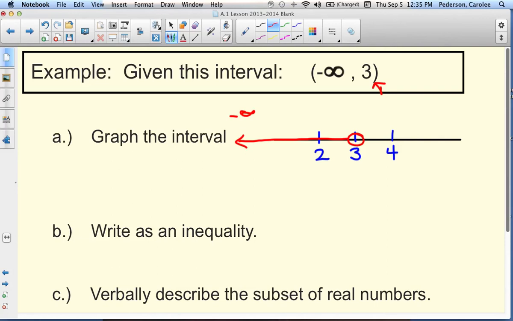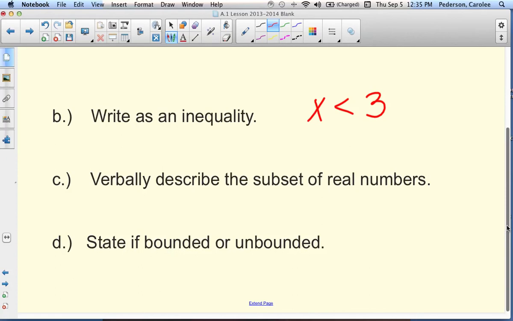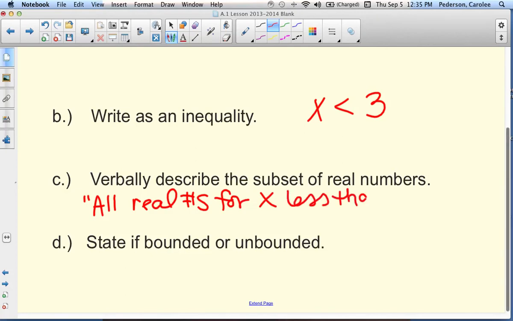-infinity to 3. To write that as an inequality, it is x less than 3. To describe it, it's all real numbers for x less than 3. And the last piece, state if this is bounded or unbounded.